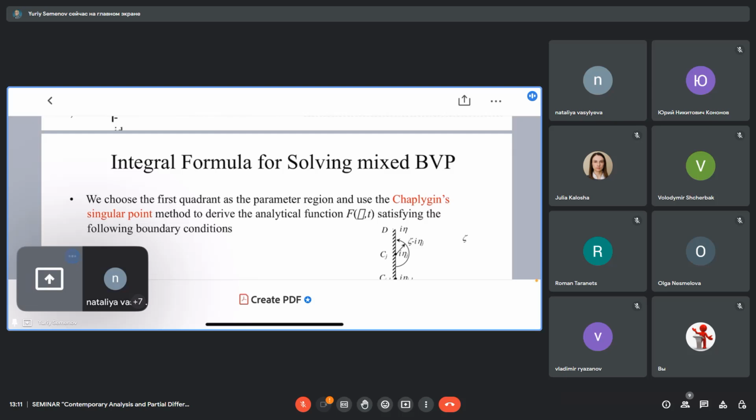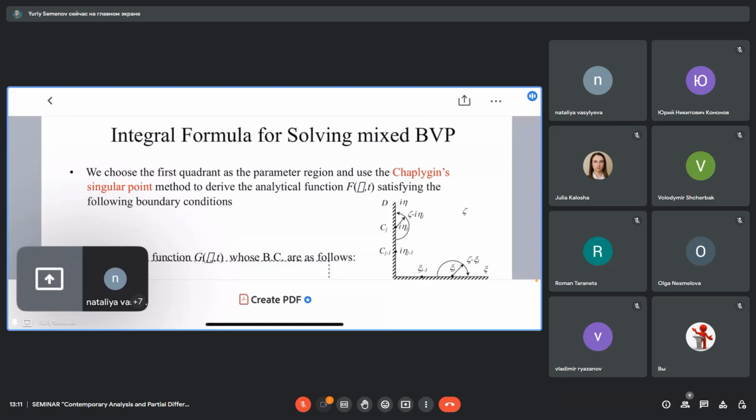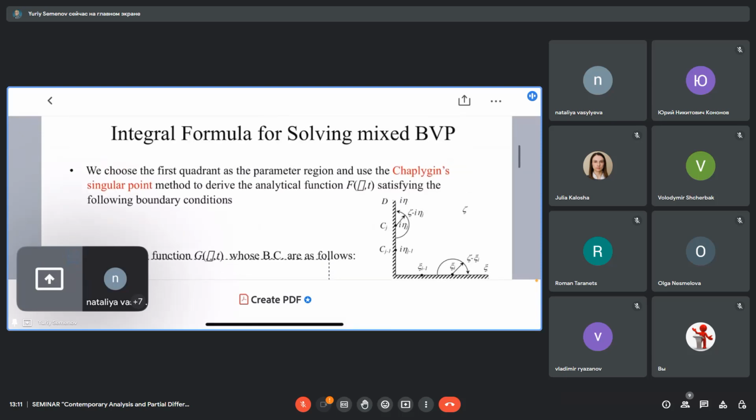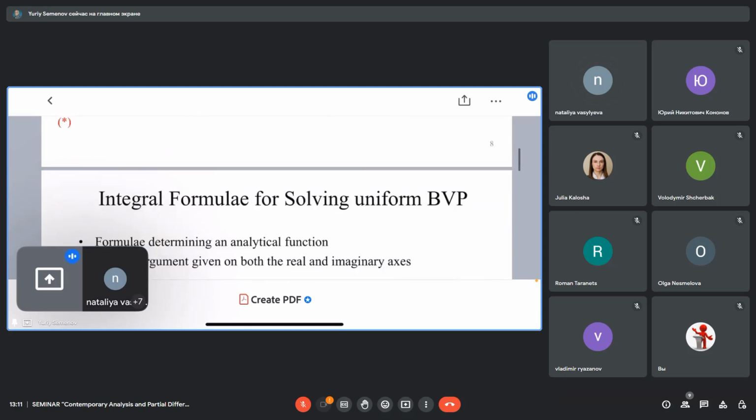However, in most modern problems, such as gravity flow and unsteady flow, we have a situation where the velocity magnitude is changing on the boundary, and also for curvilinear bodies, the argument of the complex function is continuously changing. For this case, I derived an integral formula by using the symmetry principle and Chaplygin's special point method.